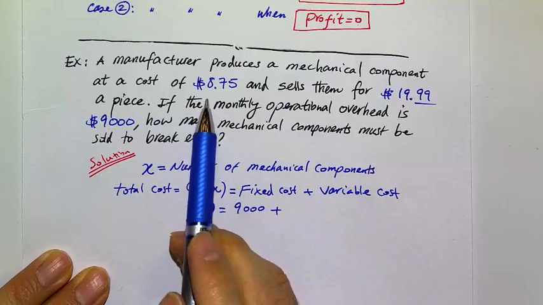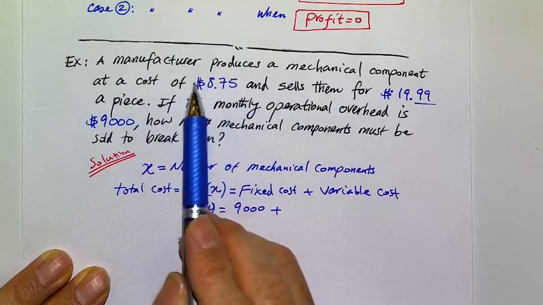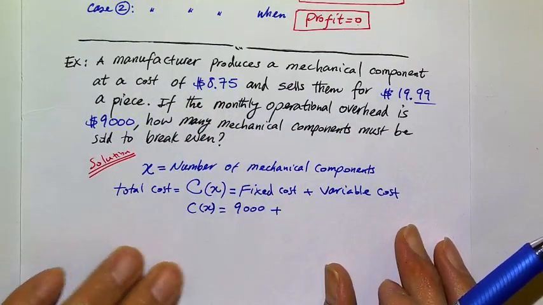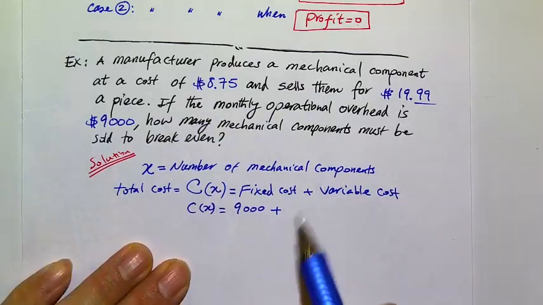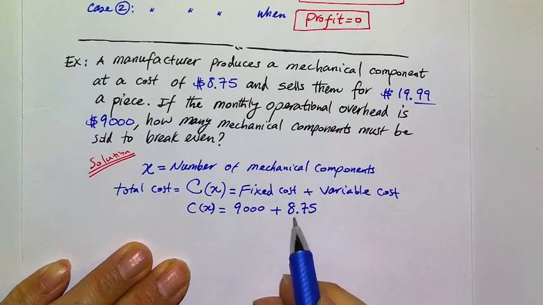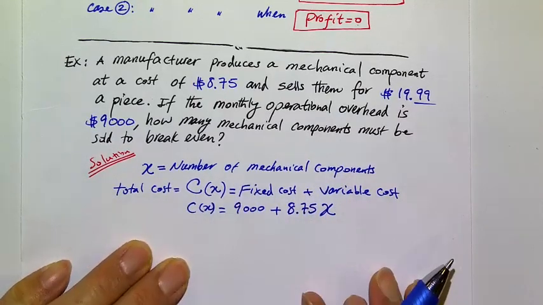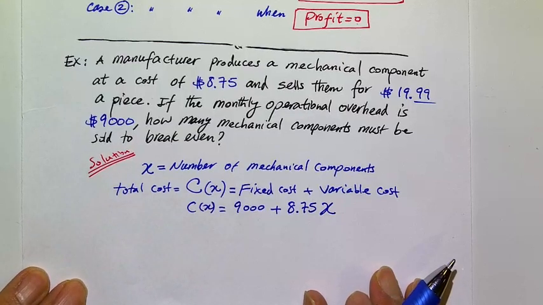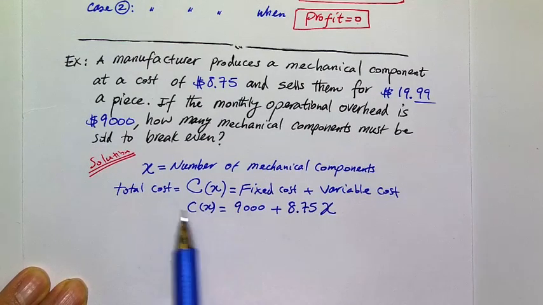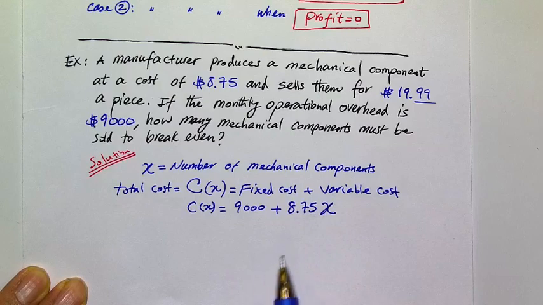The variable cost is this. It says each of these components the manufacturer produces costs them $8.75. So this is the cost to the manufacturer per component. Because it's per component, we have to multiply this by X, the number of components that the manufacturer produces. Obviously then the total cost will increase if they produce more of these components.